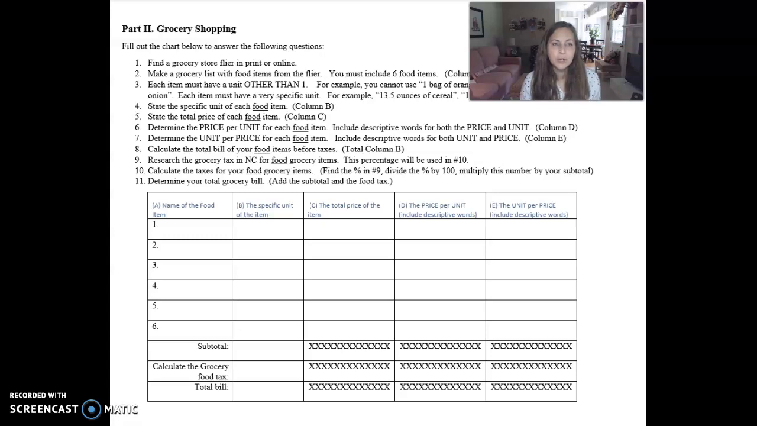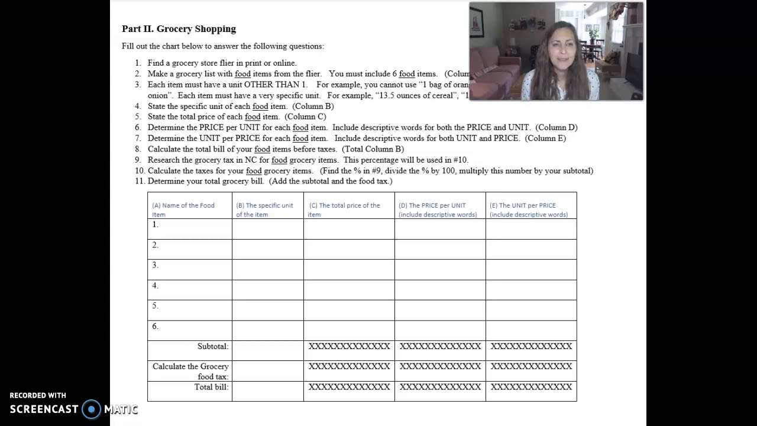Okay, let me get you started on part 2 of the lab, which is grocery shopping. I actually got this flyer in the mail today, which is really good because I didn't have one on hand. And I found 2 items. You read the information, but you find a flyer, either a printed flyer or something online. You make a grocery list with 6 food items, not toilet paper, not dog food, not paper plates, but these need to be food items.